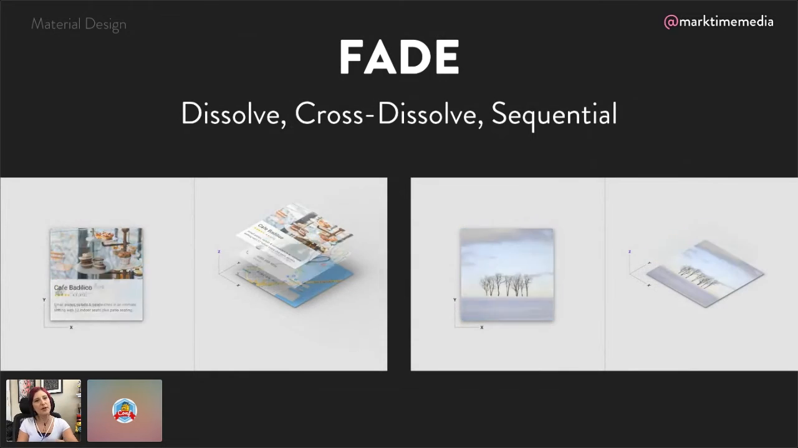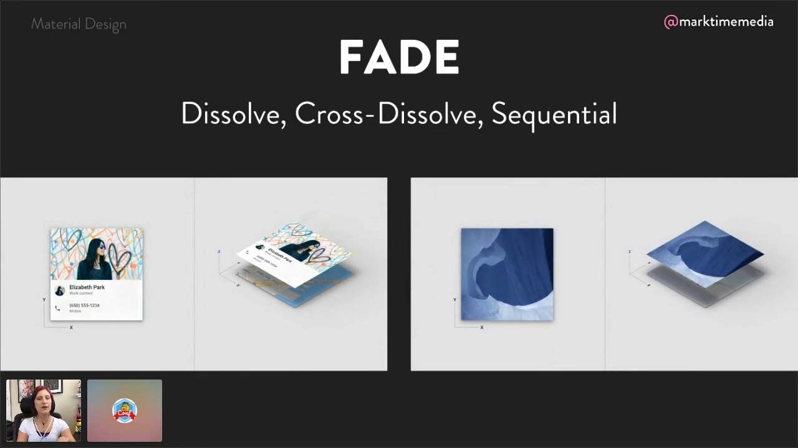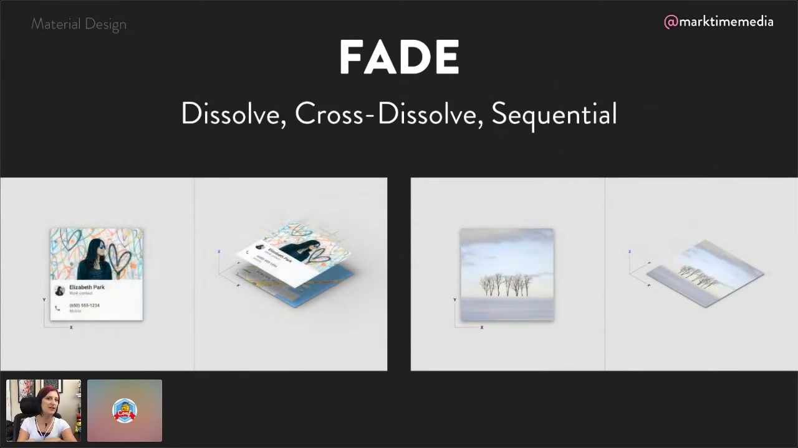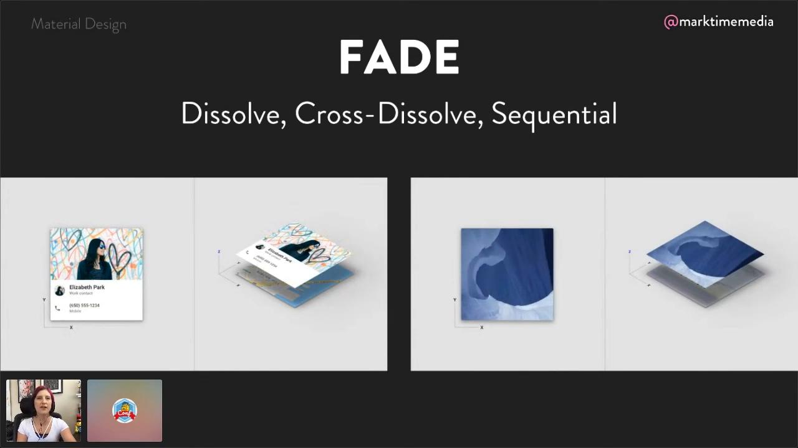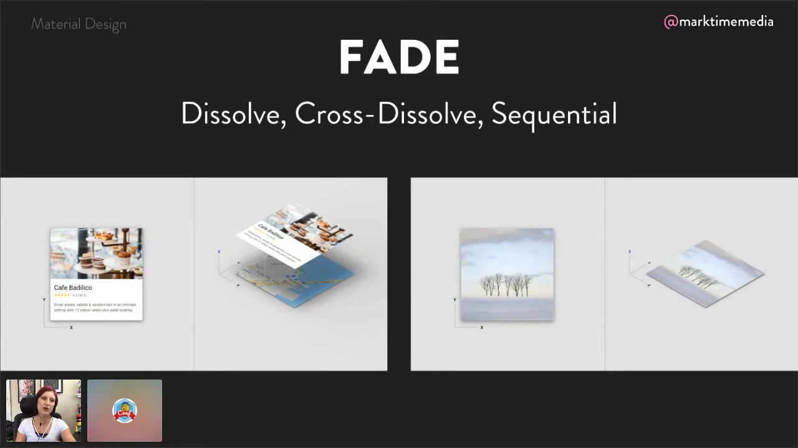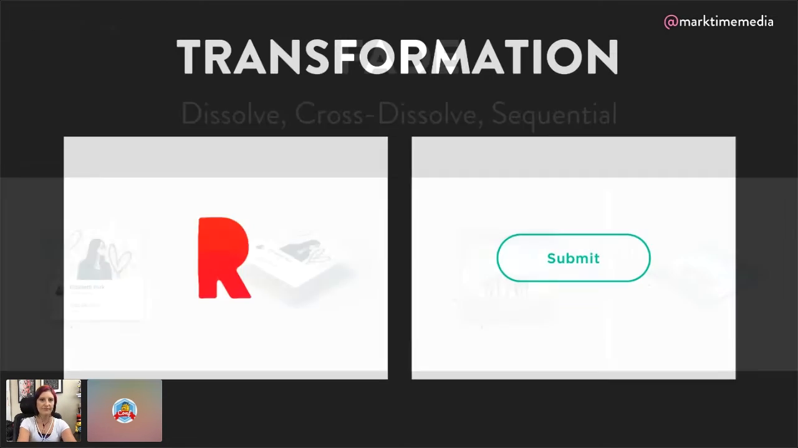There's a little bit of a difference between the cross dissolve, where there is an intermediary state where you can see both things at once, whereas with a sequential fade, something will fade out and something will fade back in. They don't actually overlap at any given point.